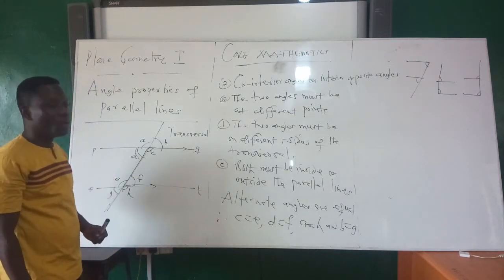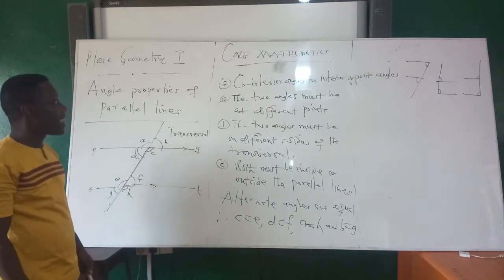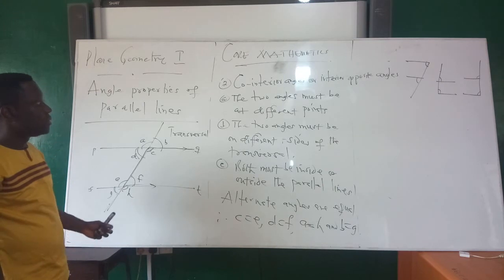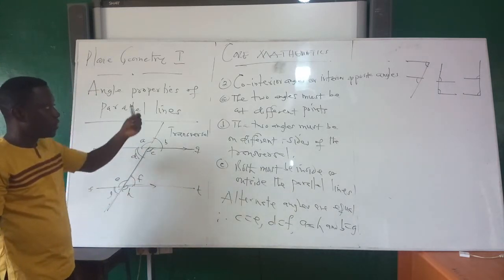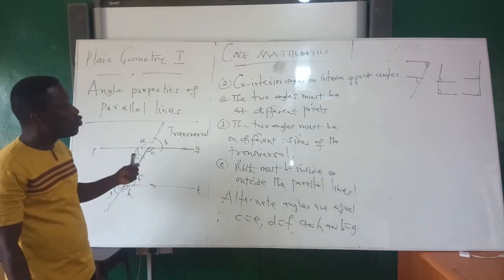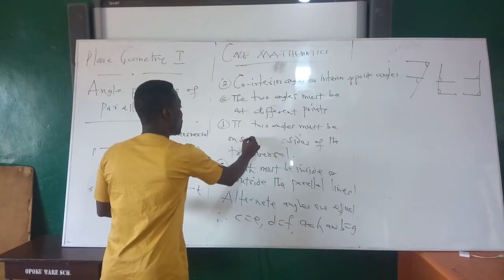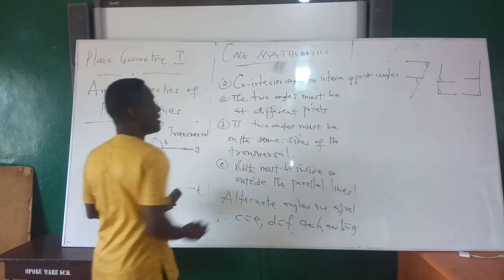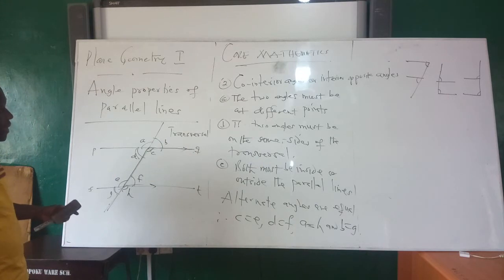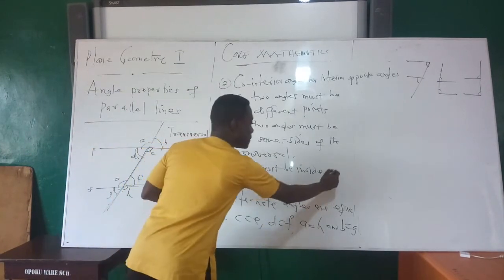So again, we'll quickly go through. And as usual, I'm going to give you 3 indicators. For 2 angles to be co-interior, the two angles must be at different points. So we'll still go along with the first condition. Then the second condition, the two angles must be on the same side. And then finally, both must be inside the parallel lines.